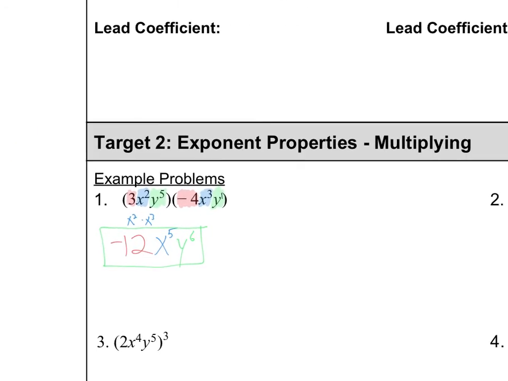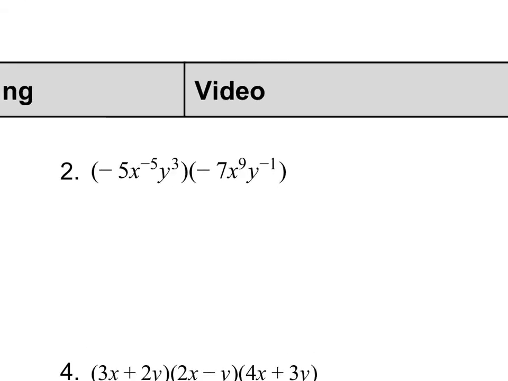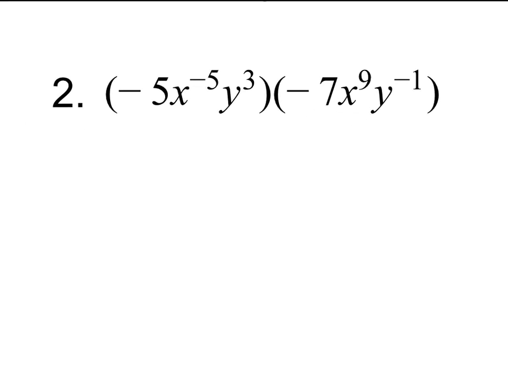Let's see another example here. We have negative 5, x to the negative fifth, y to the third, times negative 7, x to the ninth, and y to the negative first. So just like before, I'm going to go through and kind of imagine, I'm color coding this, and I'm actually literally color coding this, but on pencil paper we probably wouldn't. So the numbers only affect the other numbers, the x's only interact with the other x's, the y's only interact with the other y's. So this allows me to kind of compartmentalize things.